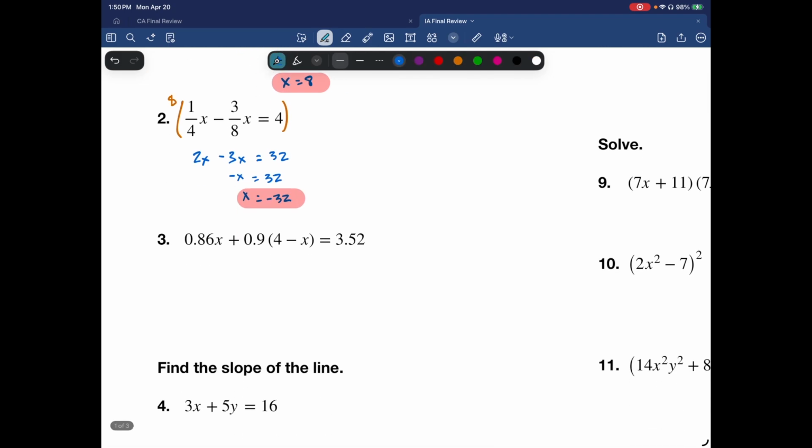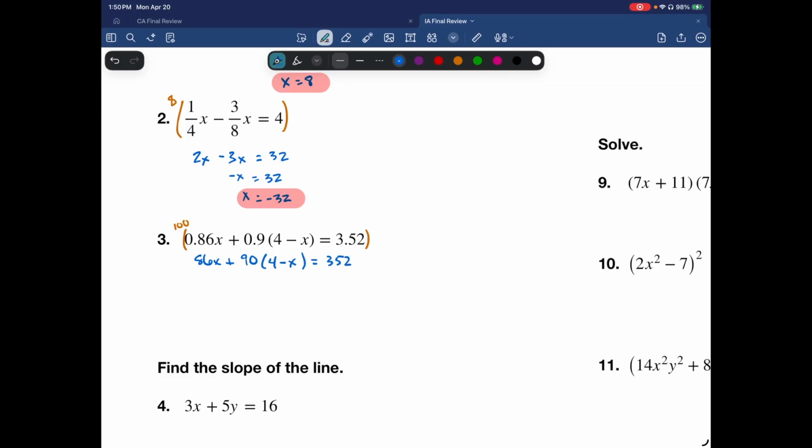Now you can do the same thing here on number 3, but you want to multiply by powers of 10. So you want to multiply by 10, 100, or 1,000, depending on how many decimal places there are. All right, so I have 2 decimal places with 0.86, 1 decimal place with 0.9, and 2 decimal places with 3.52. So I'm going to multiply by 100 to get rid of all my decimals. So it's going to be 86x plus 90 times (4 minus x) equals 352.